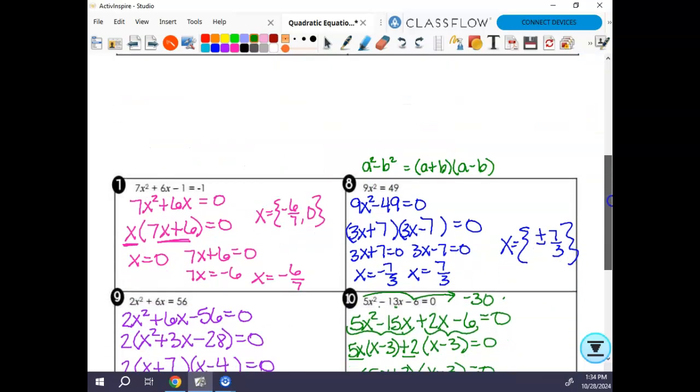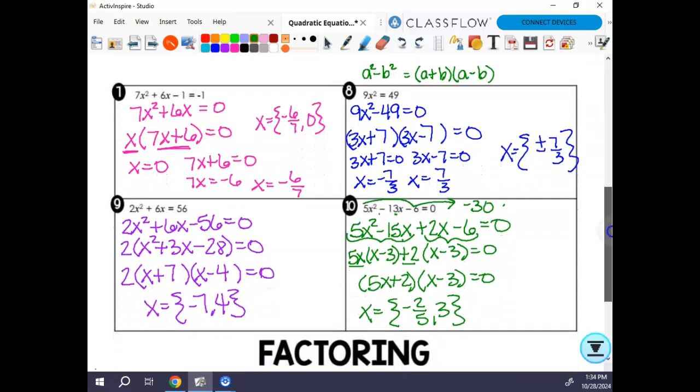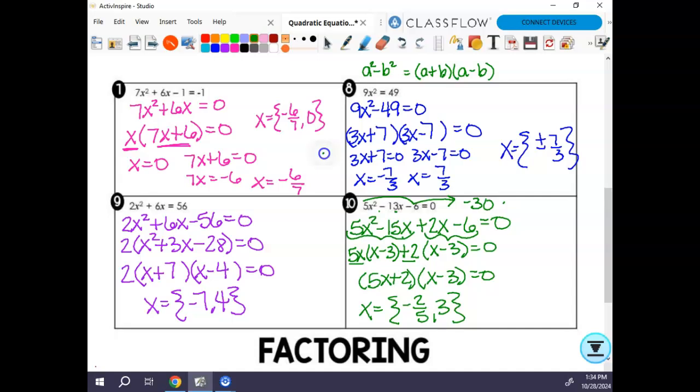Are we okay on this type of factoring, do we feel like at this moment? All right, difference of squares.